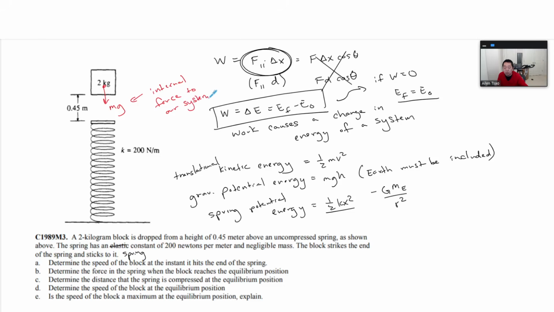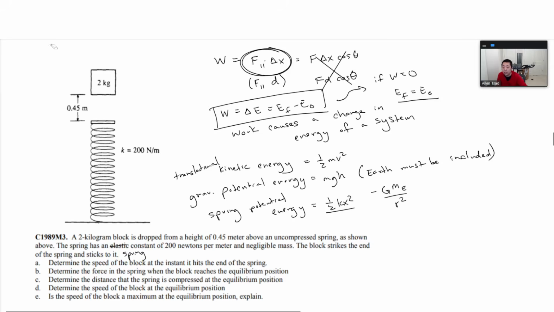Okay, we just said, oh, that's internal to our system, so I don't need to worry about that force doing work. It's internal. So that means this force doesn't do work because it's internal to our system, so there's no work being done, so the energy is conserved. Okay, so that's the big idea on that one.